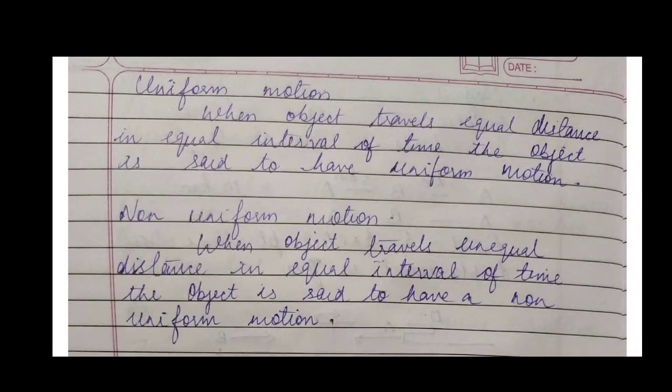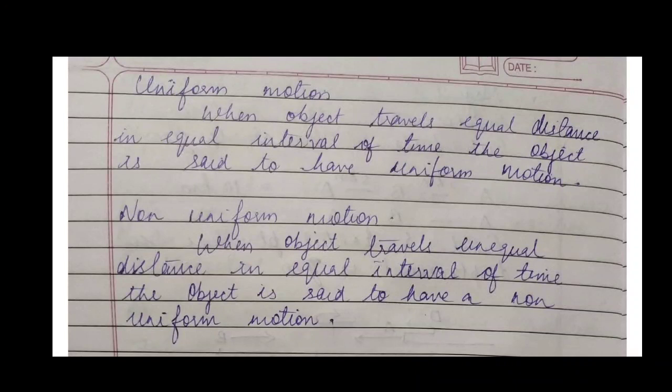Suppose I see an example of a vehicle, a train that is moving from one station to another station. If it is moving from one station to another station, in between it has certain halts. So we cannot say that it has traveled equal distance in equal interval of time. So it is having non-uniform motion.